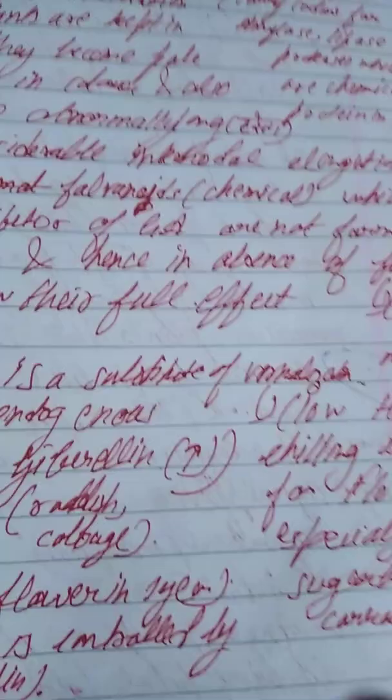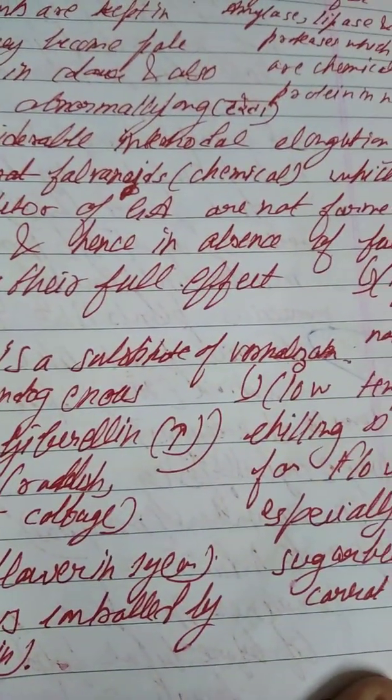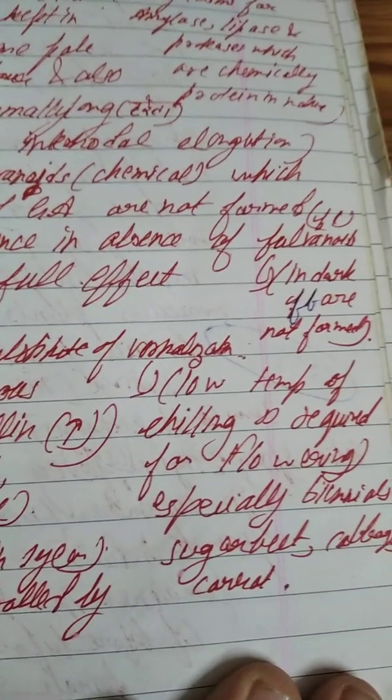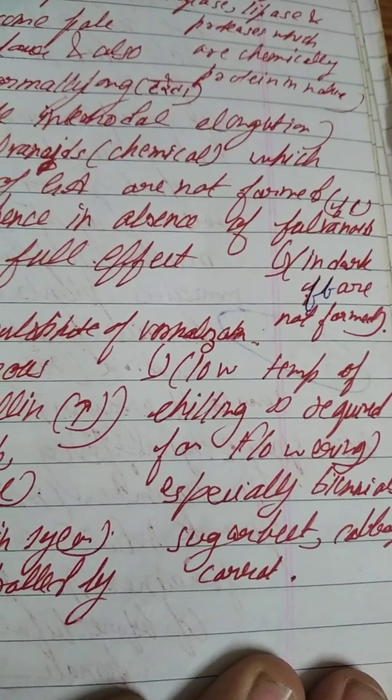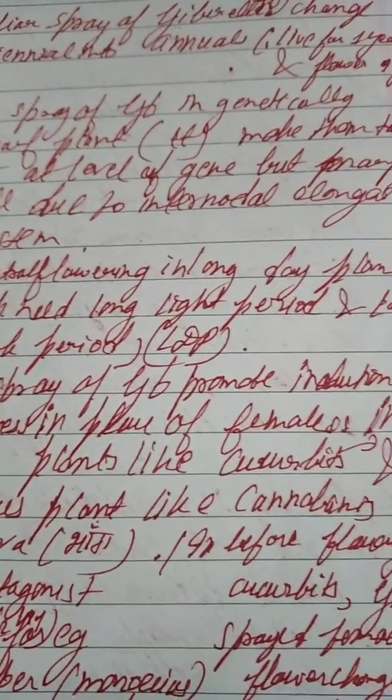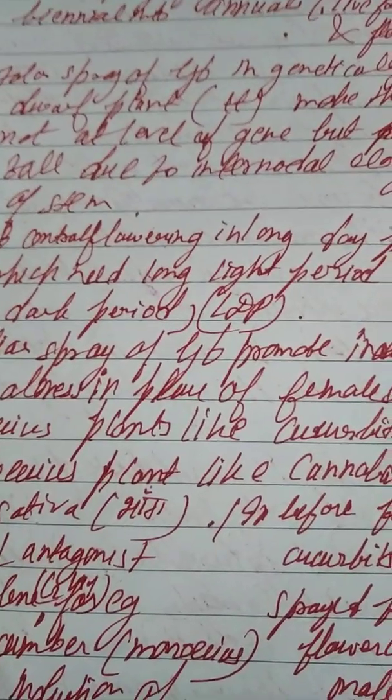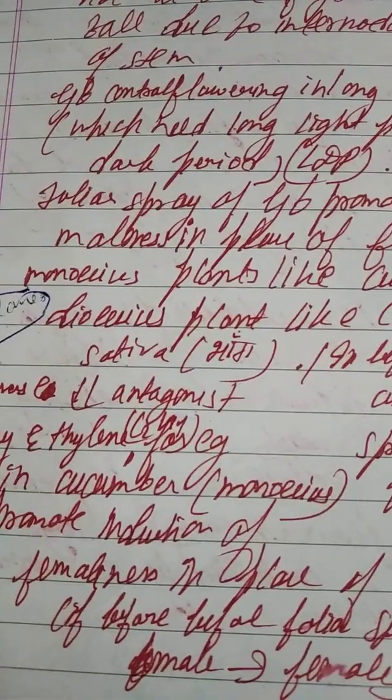It promotes etiolation. And gibberellin is a substitute of vernalization. Please student remember this. Vernalization is cold chill stimulus required for flowering. It is called vernalization, and the term vernalization was given by Lysenko. Please remember that. And also remember that foliar spray of gibberellin in genetically dwarf plant changes them to tall plant. And student, this is the most important property of gibberellin.